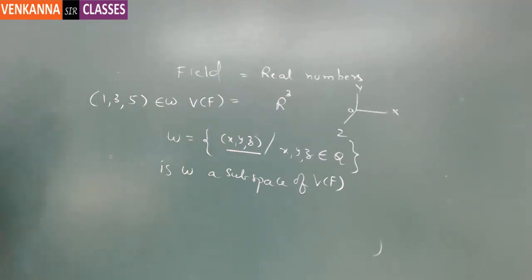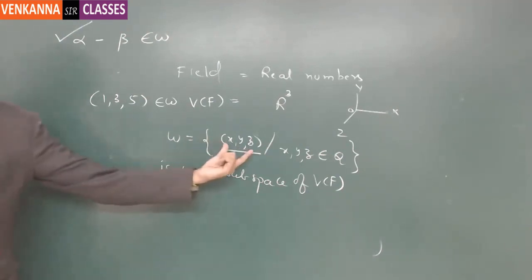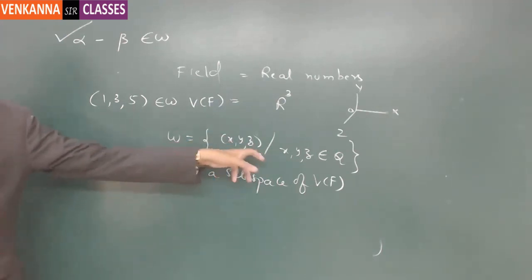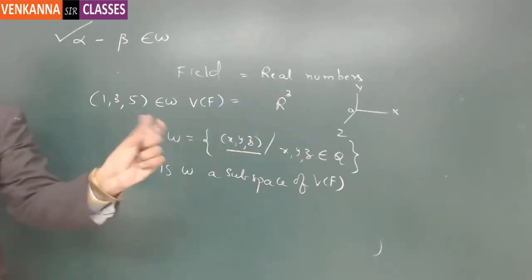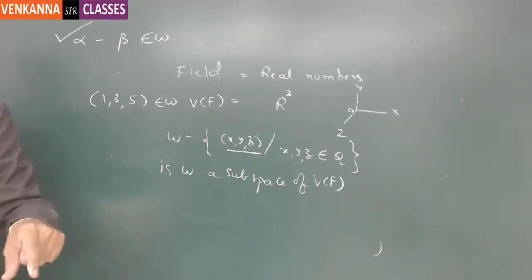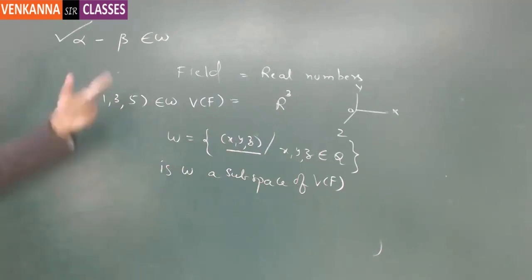Now if you want to make use of test 1, what is test 1? Whenever I take two vectors, the difference must always belong to W. This condition will be satisfied by W trivially, because whenever you take a 3D point, you take another 3D point, the coordinates are nothing but rational numbers. If you subtract them, rational number minus rational number, always it is a rational number. You cannot get a different one. So first property will be satisfied by W automatically.